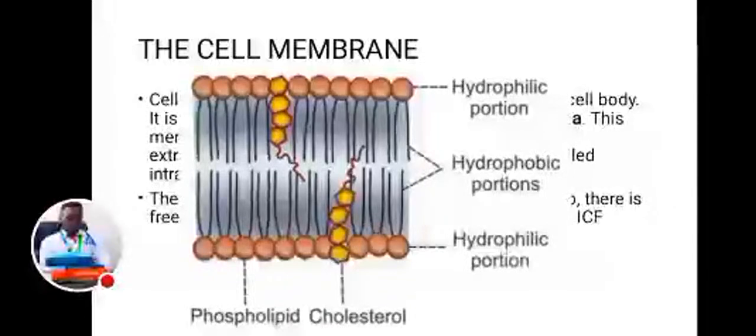This is an example of how the cell membrane looks. If you look at this diagram, we have the hydrophilic portion as well as the hydrophobic portion. The hydrophilic portion includes the head, and the hydrophobic portion includes the tail. So hydrophilic as well as hydrophobic, and this is how they are arranged together.